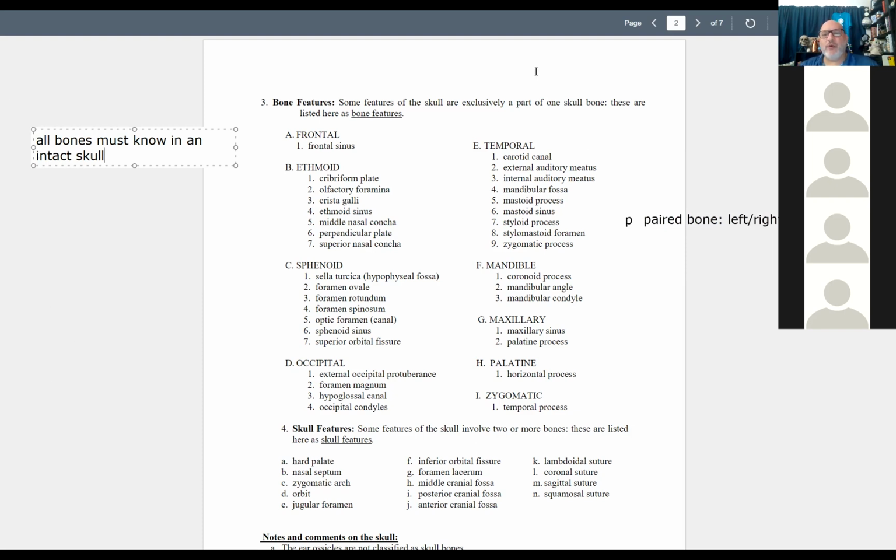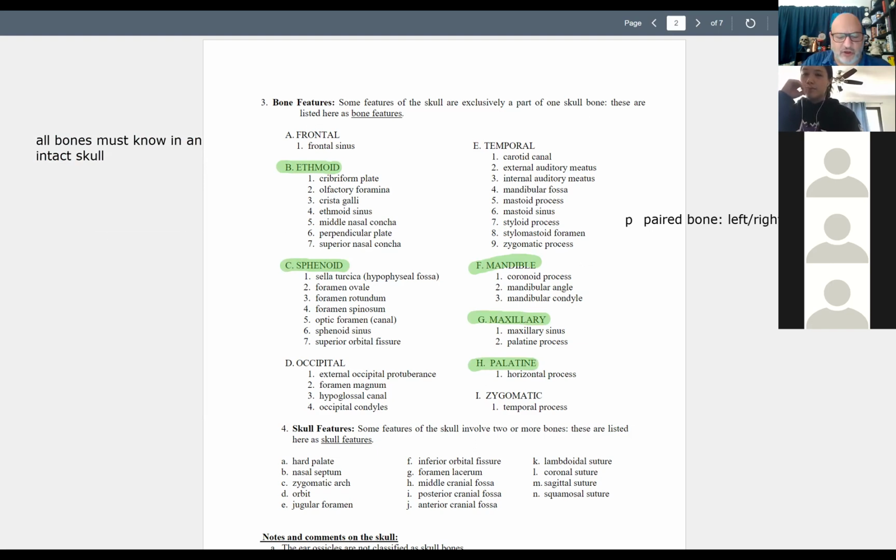However, the following bones, the ethmoid, the sphenoid, the mandible, the maxilla, and the palatine, these 5 bones, you must also show disarticulated. What does that mean? Pulled apart. Yeah, which basically means separated from the skull.